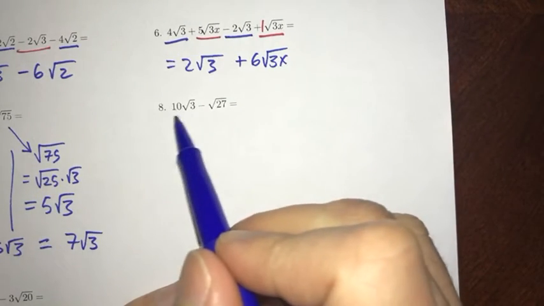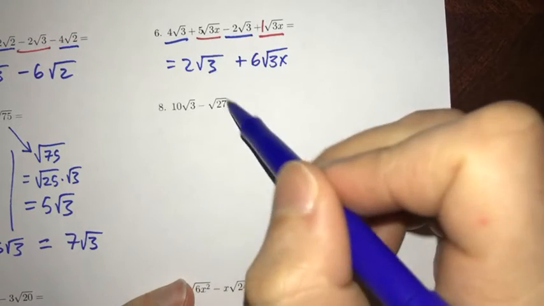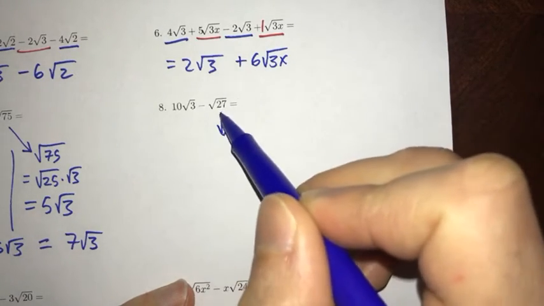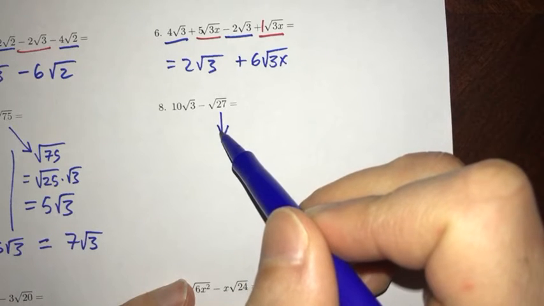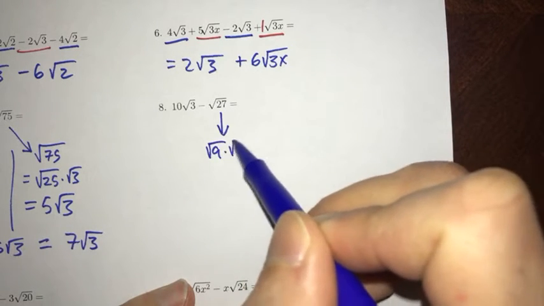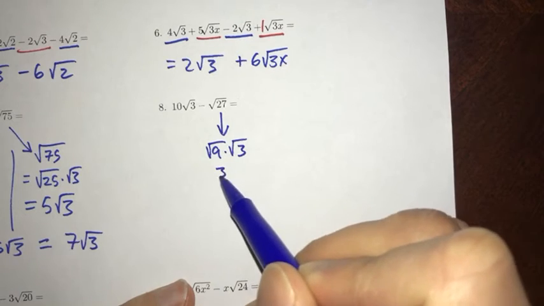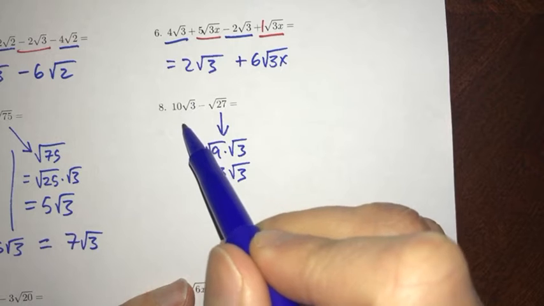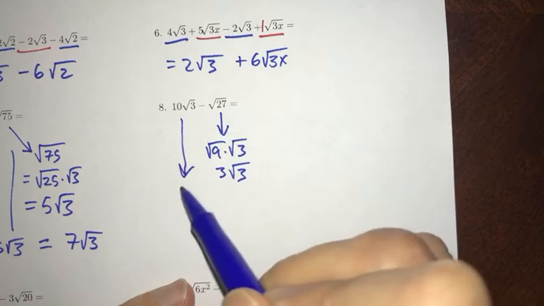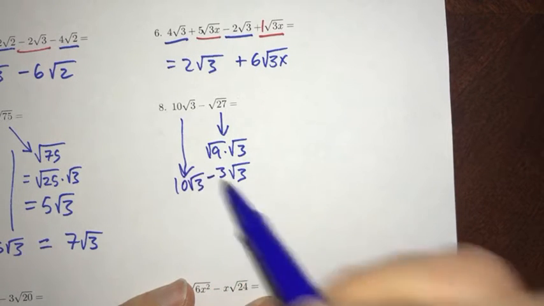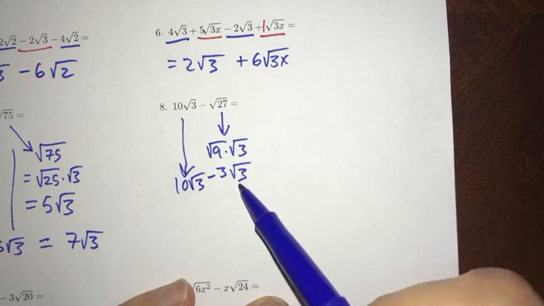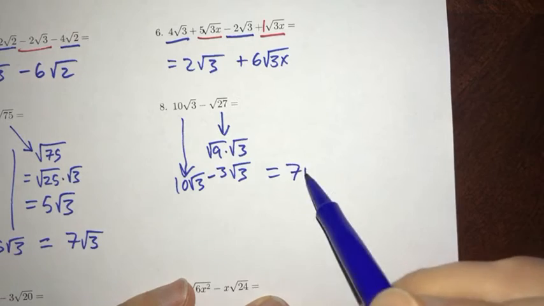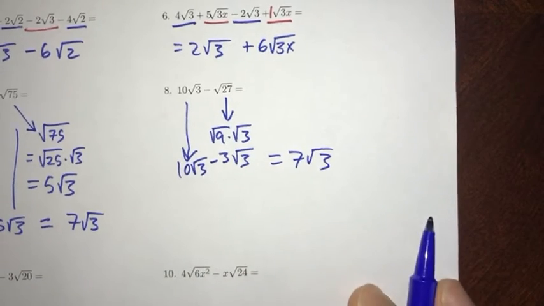Now this one here, 10 root 3, has a root 3 attached. I'm wondering maybe if this can simplify somehow and have a root 3 attached to it. Well, let's see, 27. This can break into 9 and 3. Square root of 9 is 3. So this entire thing, let me drop this down. This changed to 3 root 3. I'm just dropping this down. 10 root 3 minus 3 root 3 is 7 root 3. Hey, it's the same answer. That's funny.